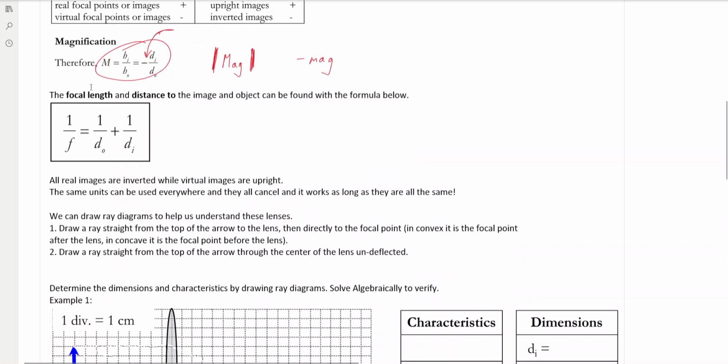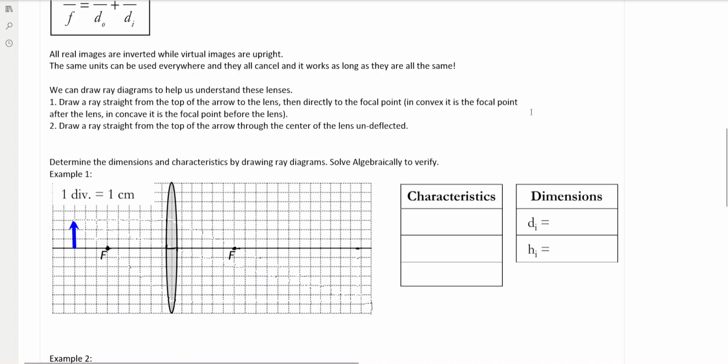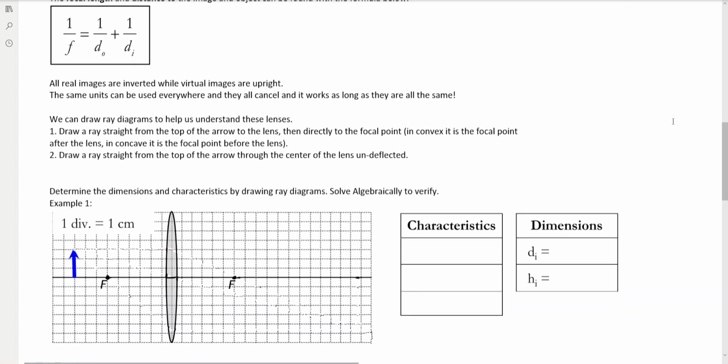Okay, looking here, we have the formula that relates the focal length to the distance to the object and the distance to the image. This is the formula we're going to be focusing a lot on in the next couple examples. Now, we can use that formula to solve a given question, or we can also solve it with a ray diagram. So we're going to do the ray diagram version first, and we're going to start with this example.